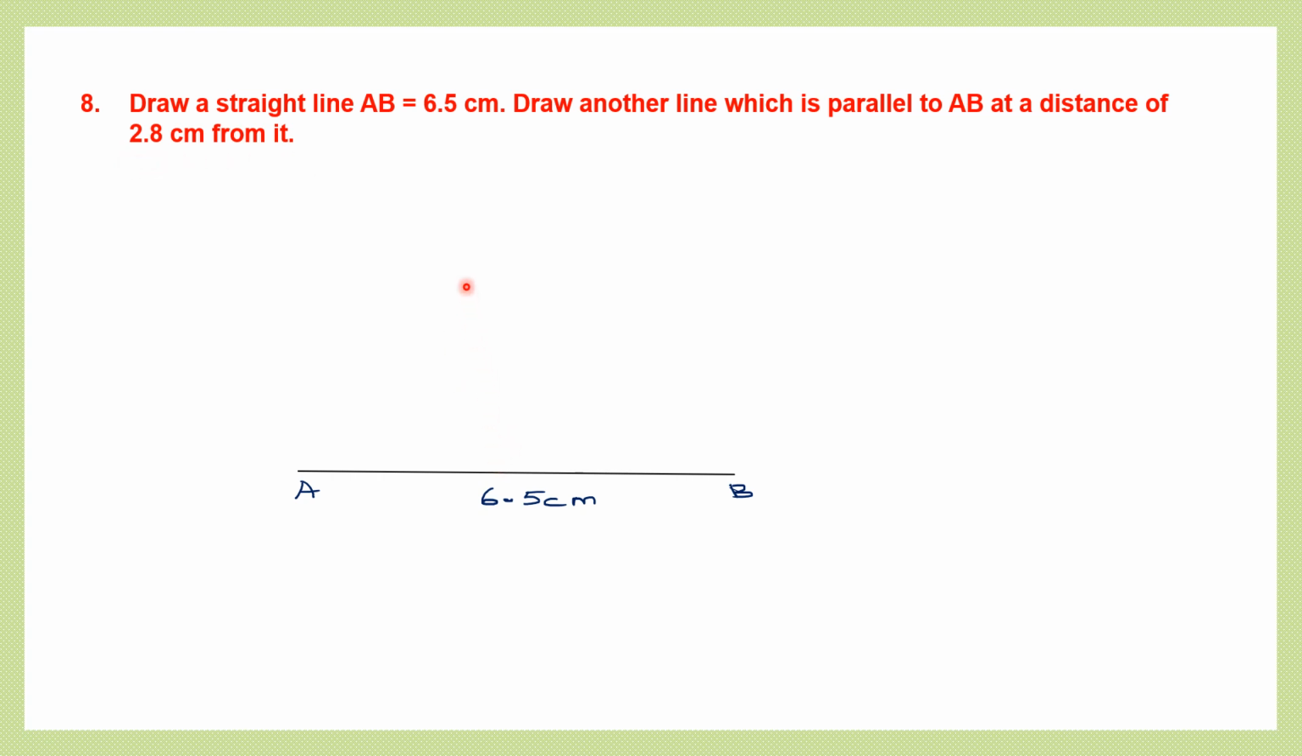So at a distance here, the distance should be 2.8 centimeters, and we draw another parallel line here. So what we're going to do is we're going to draw a perpendicular line, that is 90-degree angle. So let's draw a 90-degree angle. All of us know how to construct a 90-degree angle.